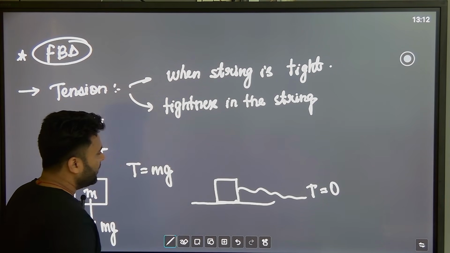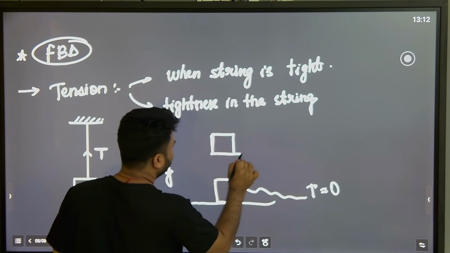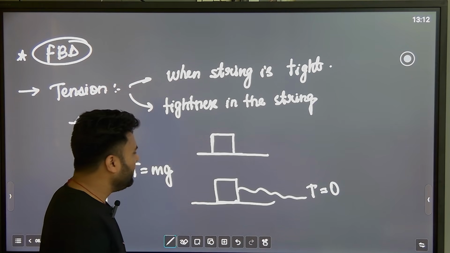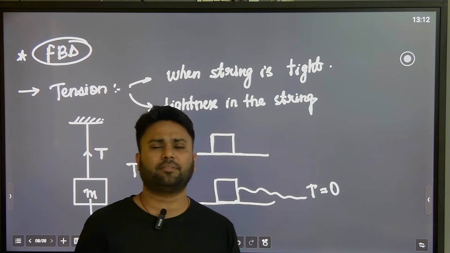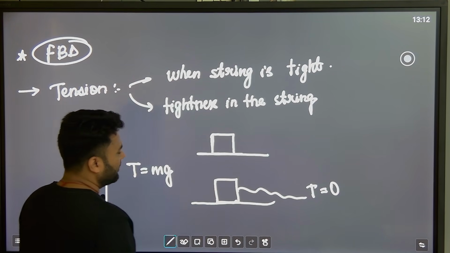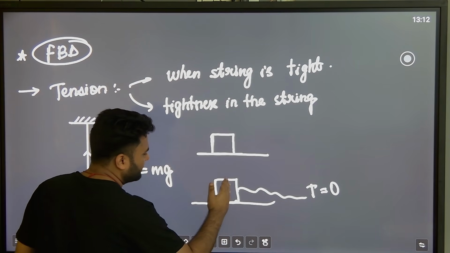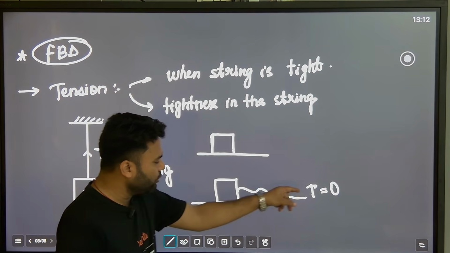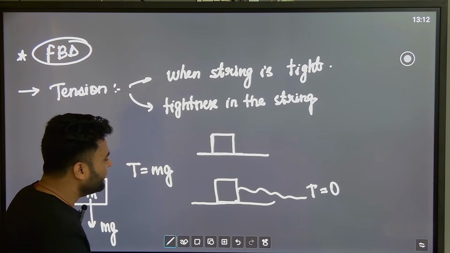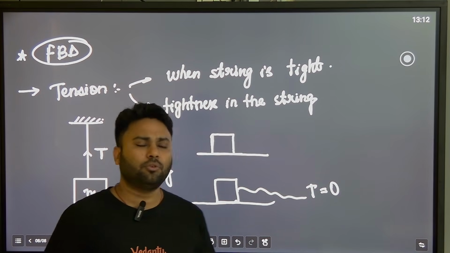Now you tell me, with the help of this string, will we be able to push this object? If I say that with the help of this string you push this object from this side to this side with this loose string, can you push? No. You won't be able to push this object because the string is slack.